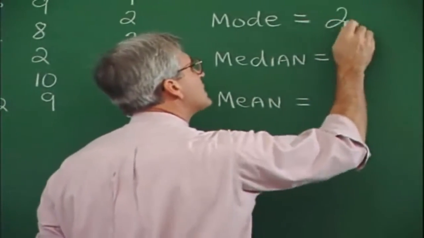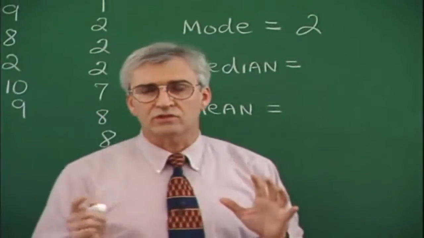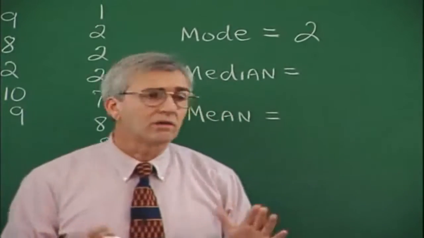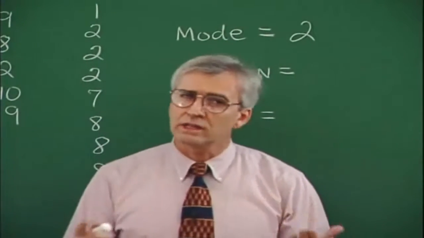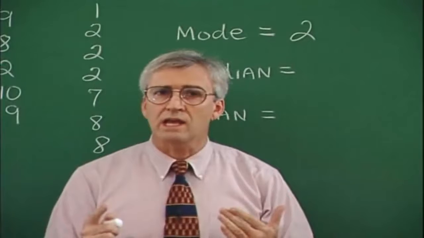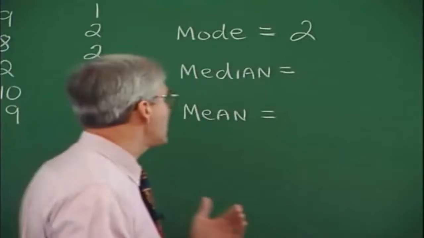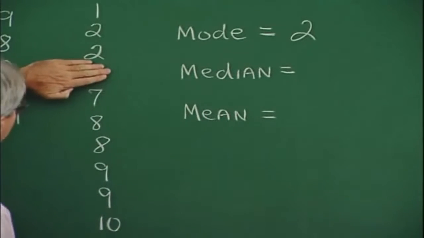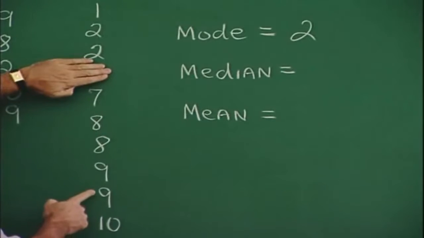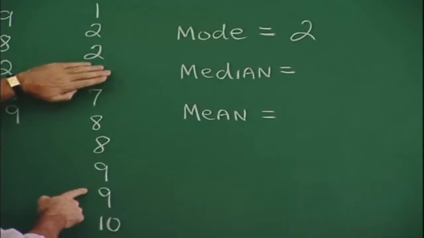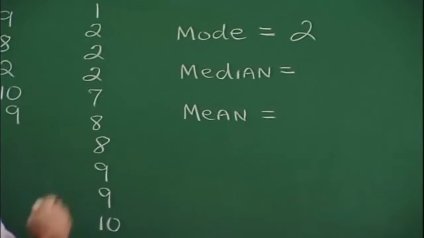The mode is the least stable, perhaps, of all of these measures. It is least stable because with one change we could have a different mode. For example, if we took out one of these 2s and added a 9, then the mode would be 9, you see. So it's not a very stable measure.